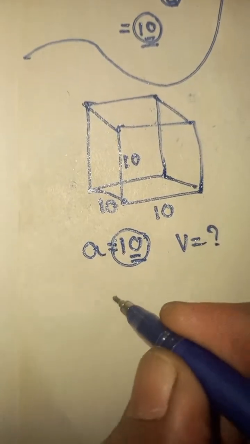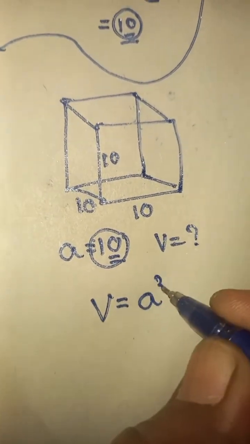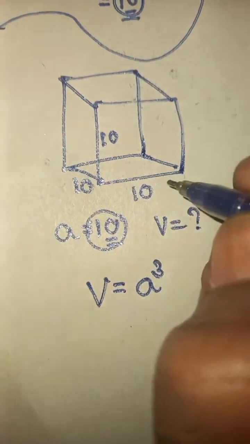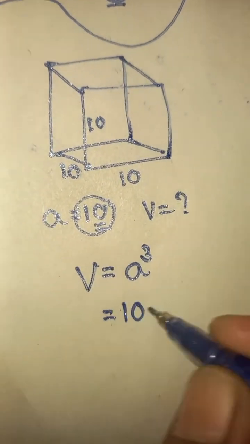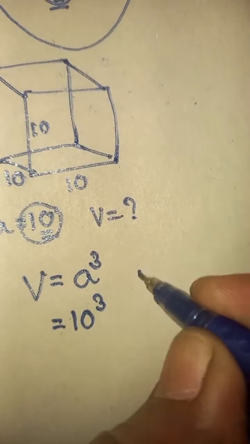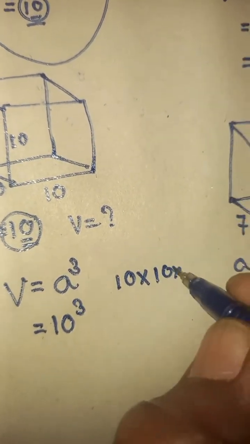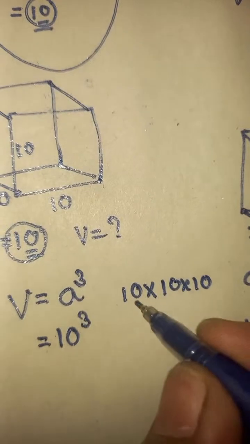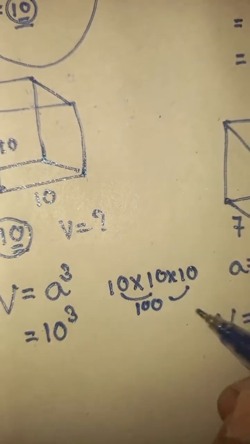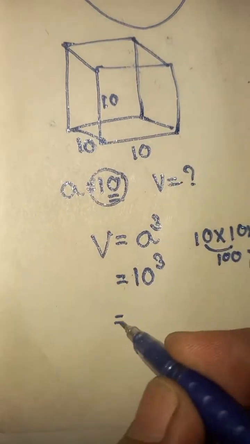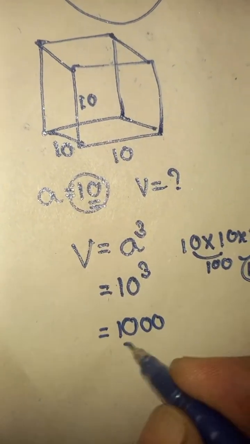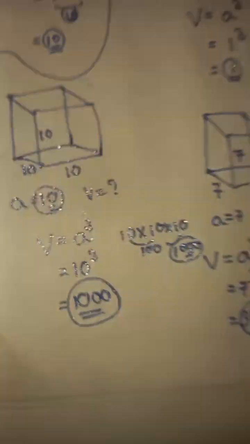Now you can find the volume of the cube with the same formula, a cubed, that means side length times side length times side length, so it becomes 10 cubed. 10 cubed means 10 times 10 times 10. 10 times 10 is 100. 100 times 10 becomes 1000. So 1000 cubic units is the volume of this cube.